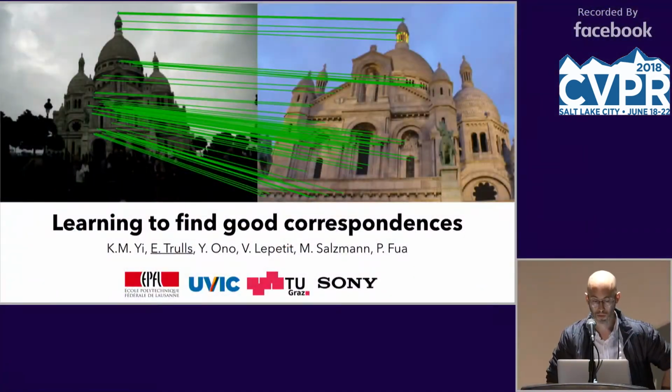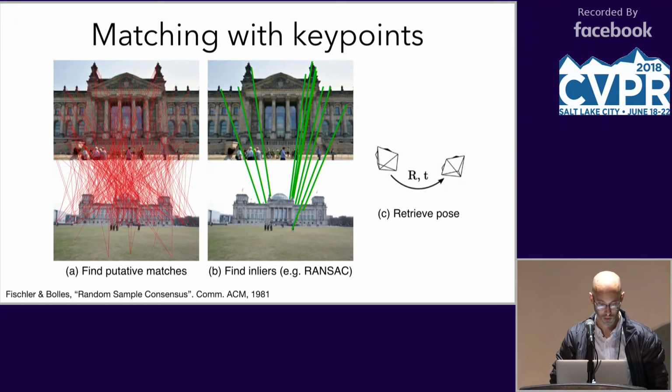Hi, I'm Eduard Trulls, a postdoc at EPFL, and I'll be presenting our work on learning to find good correspondences in the context of sparse key point matching. So in this work, what we want to do is to reformulate the matching step in traditional stereo algorithms, but now with deep networks. So the problem looks something like this.